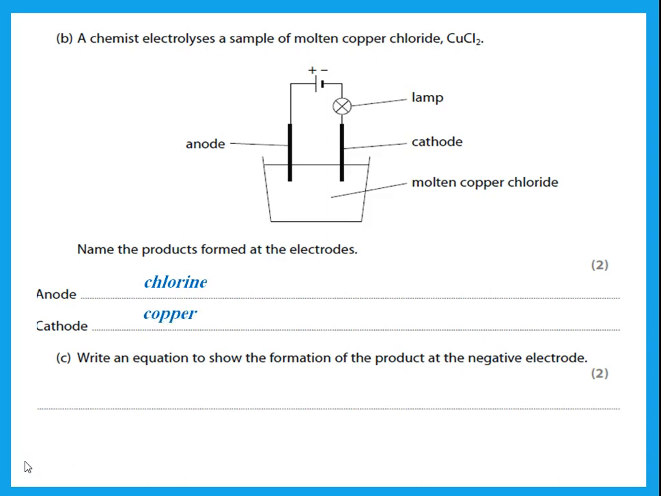Write an equation to show the formation of the product at the negative. Which one is the negative? The negative is the cathode. So I'm trying to say the copper 2 plus ions. How did I know it was 2 plus? He has the formula up there, CuCl2. So that means that the valency of copper is what? 2. So that means it has 2 positives. And that means it will need 2 negatives to form copper.